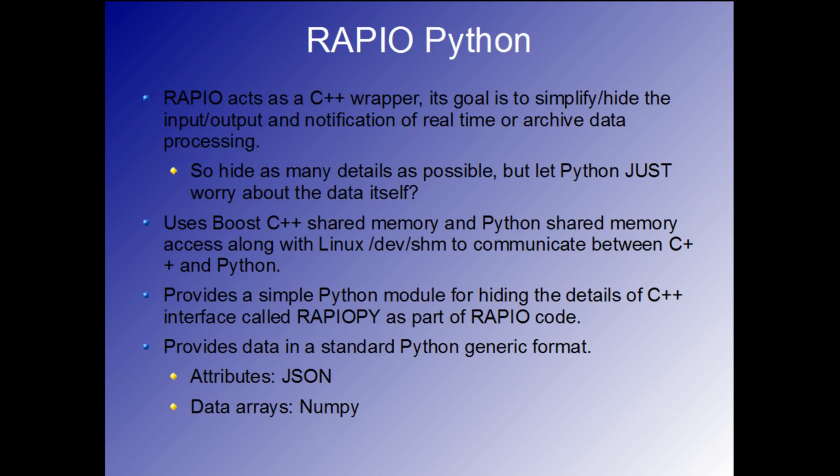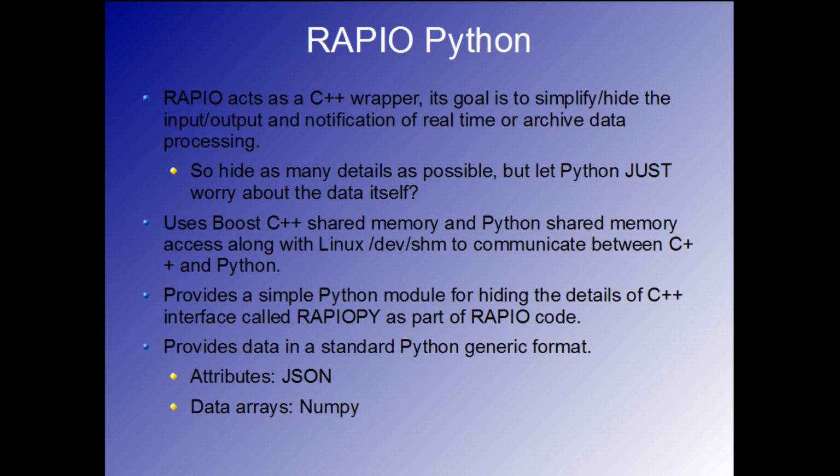So with RAPIO, we're trying something in between the two other solutions. Remember, RAPIO's main goal is to act as a C++ wrapper where it hides input, output, and notification of data from the algorithm writer as much as possible. Therefore, to accomplish this, RAPIO wants to just let the Python deal directly with the data itself and not have to reinvent the wheel to work with this data or notify about it.